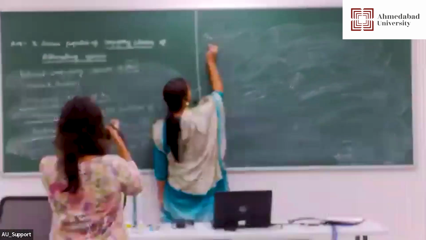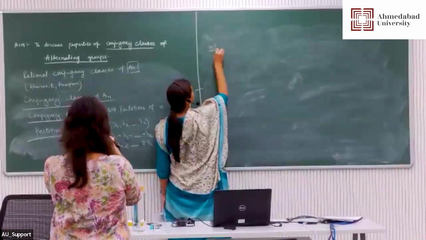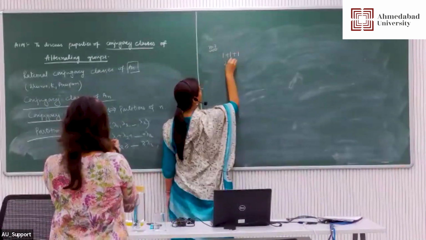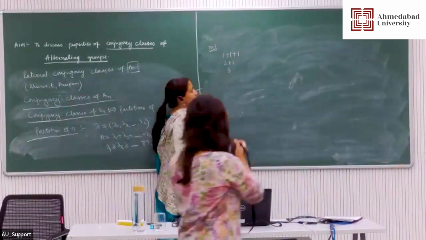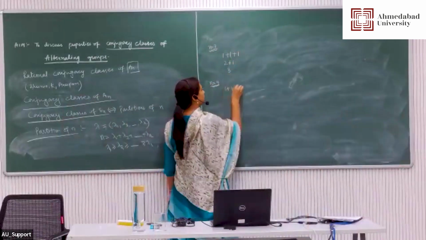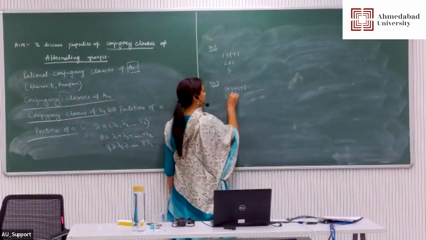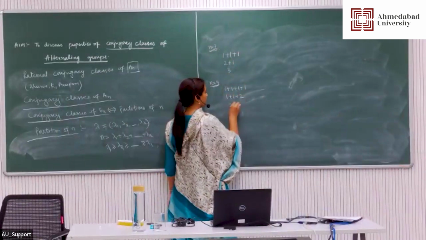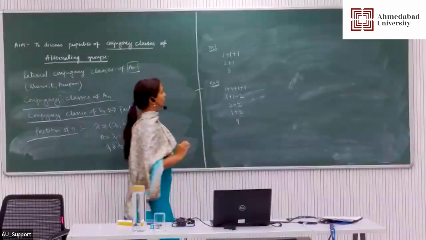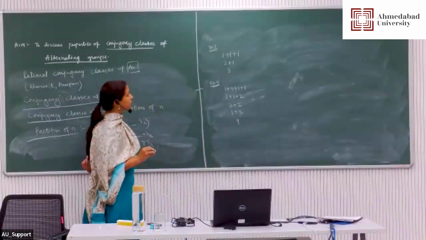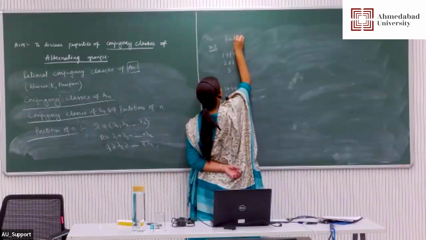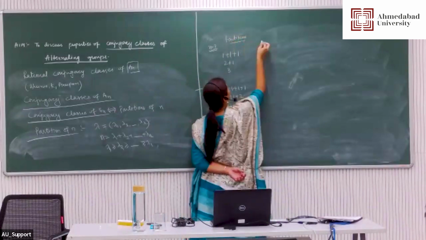So for example, if n is equal to 3, then we have three partitions. These are all partitions of 3. If n is equal to 4, then I have 5 partitions. These are all partitions of 4. Now these partitions are in one-to-one correspondence with conjugacy classes of Sn.